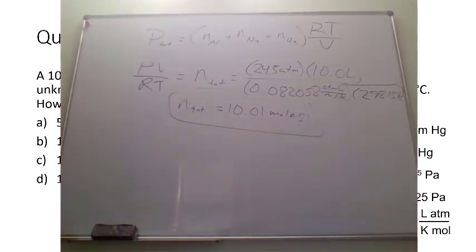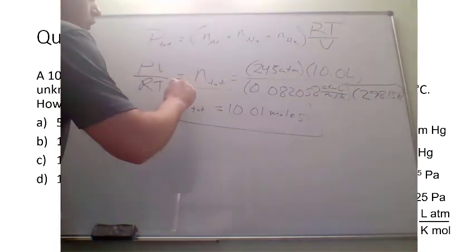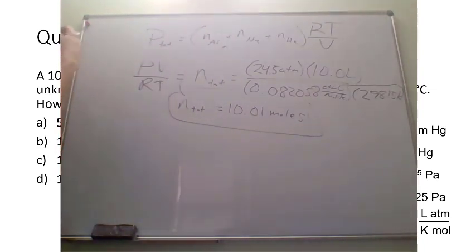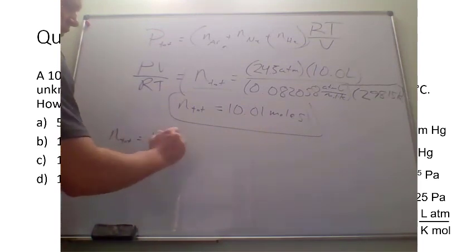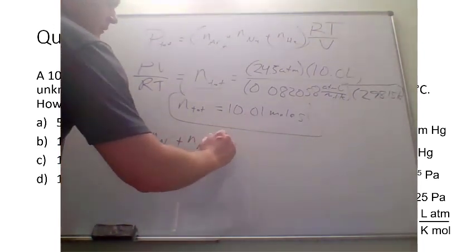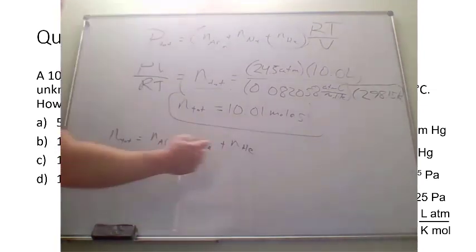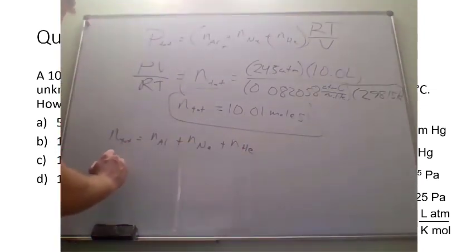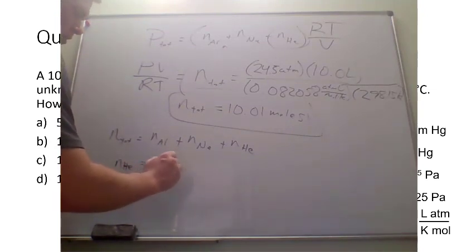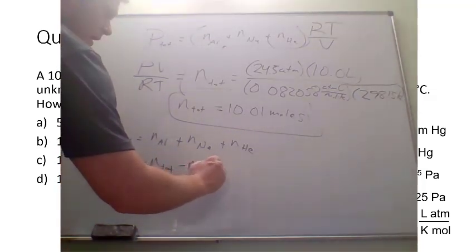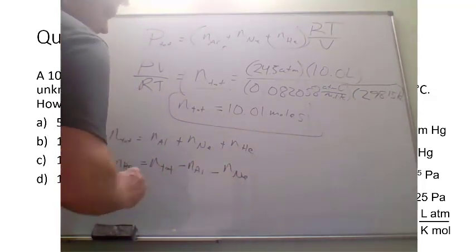Okay, so now if we know our total number of moles here, we can rearrange to solve for the number of moles of helium that we don't know. So we know that our number of moles total is equal to our number of moles of argon plus number of moles of neon plus our number of moles of helium. We can rearrange to solve for number of moles of helium. Number of moles of helium is equal to our number of moles total minus our number of moles of argon minus our number of moles of neon.